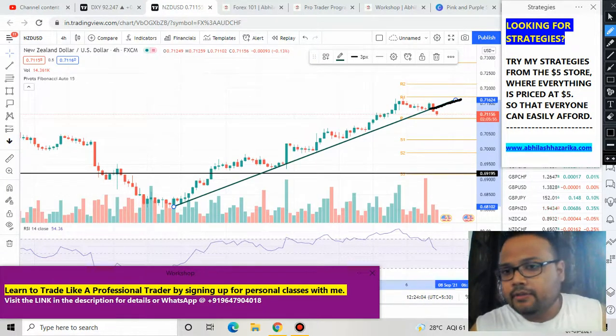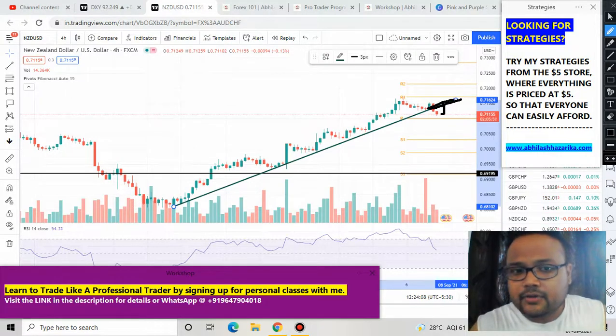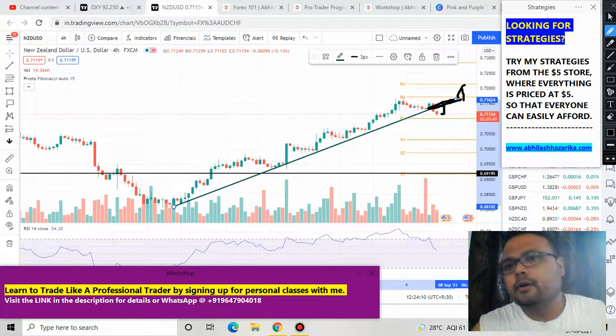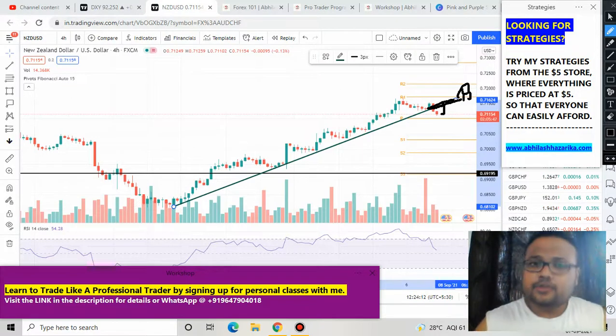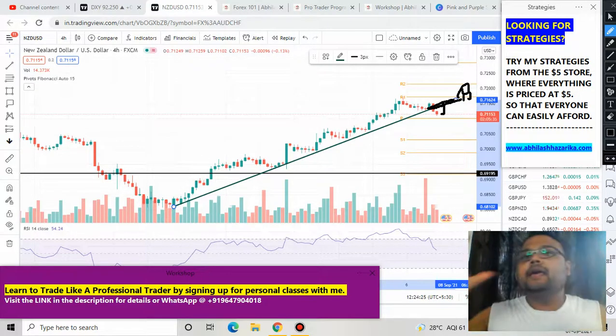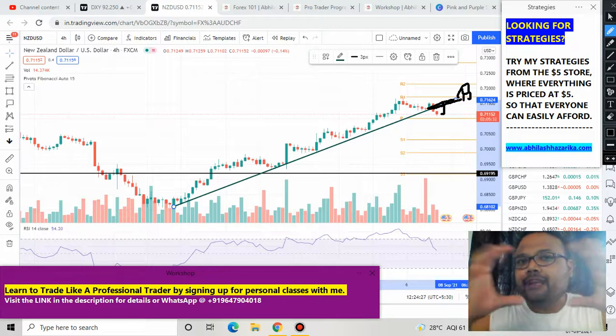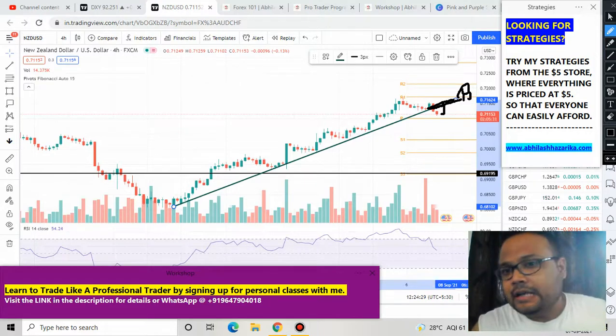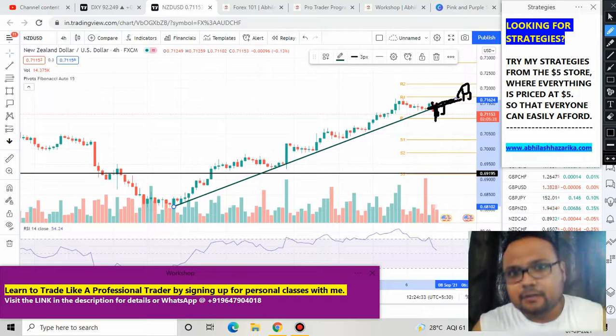Listen to me carefully. If the market regains its support above this trend line, then you can go for a buy here. But you also need to focus on the chart of the US dollar, because the US dollar has a huge impact on the forex market. And in case there is sudden buying of the US dollar, if you see big fat green candles on the US dollar, then definitely NZD USD will be going down and you can short the market.